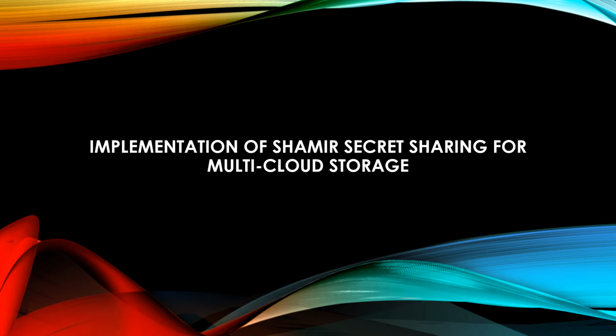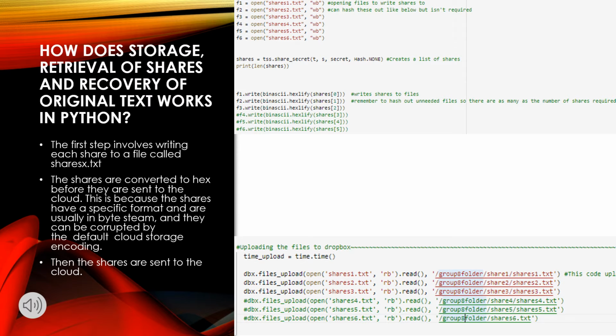Okay, now let's look into the implementation of Shamir's secret sharing for multi-cloud storage. How does storage, retrieval of shares, and recovery of the original text work in Python? The first step we need is to write each share in a different file in order to upload each file to the cloud storage bucket. Once we have each file with each share in the cloud storage bucket, we will need to download those files in order to get the content and reconstruct the message.